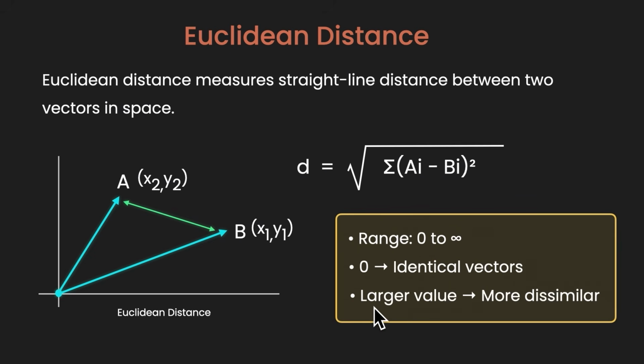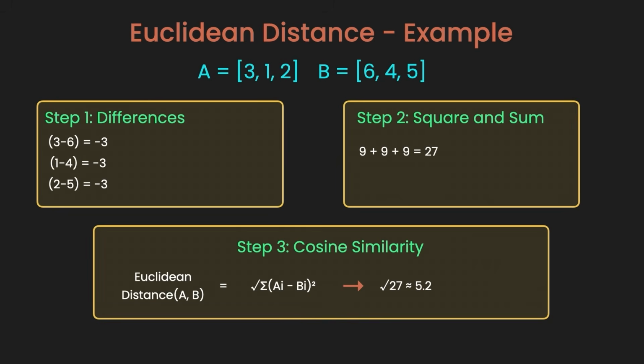If this Euclidean distance is large, that means it is a dissimilar vector. So those are the few important properties of Euclidean distance. Now let's try to understand this with an example. So now let's take two different vectors, A and B. So A equals 3, 1, 2, and B equals 6, 4, and 5.